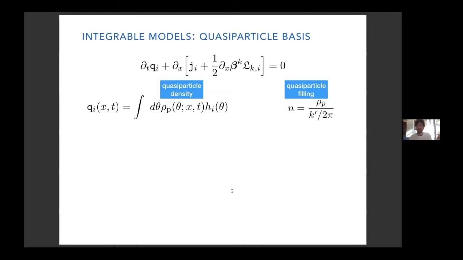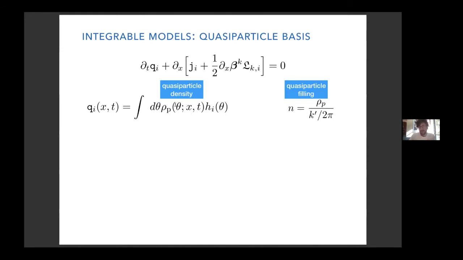If we restrict now to integrable systems, this equation can be written in a different fashion, but it's still the same equation. The power of integrable systems is that, instead of using the basis of conserved quantities, we can use a basis of quasi-particles. Basically, in an integrable system, I have an infinite number of conserved quantities, so this index i now goes from 1 to infinity. And for each of them, there is an associated conserved quantity that measures, if you want, some density of quasi-particles.